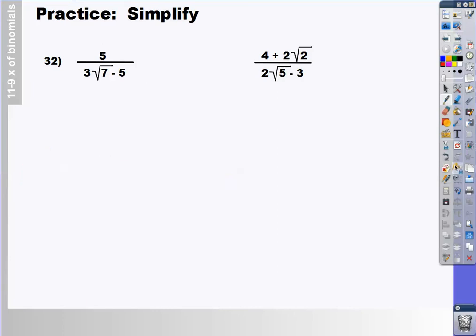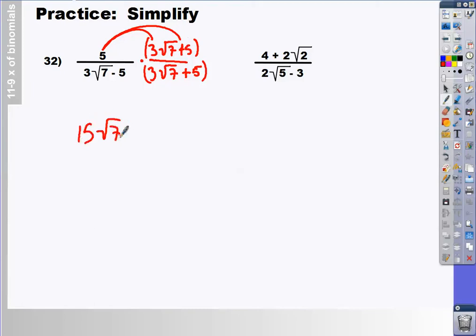So, to make this a difference of squares, I want to multiply by 1 in the form of 3 root 7 plus 5. And what you do to the numerator, you've got to do to the denominator, so we're going to multiply both of them. And so here we go. I'm going to distribute the 5. 5 times 3 root 7. 5 times 3 is 15 root 7. 5 times 5 is just 25.